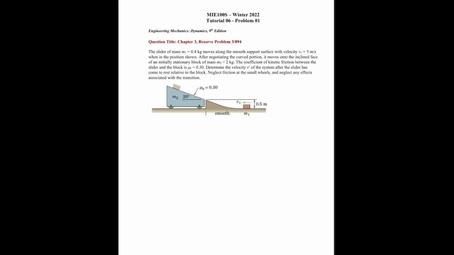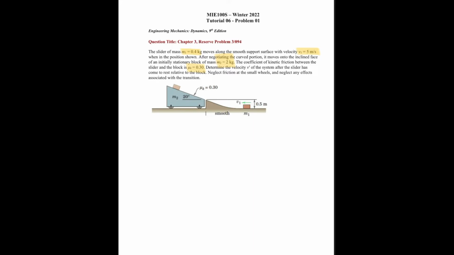Okay, so starting with the first question, we've got a slider of mass m1 is 0.4 kilograms, moving along the smooth support surface with velocity v1 is 5 meters per second, when in the position shown. After negotiating the curved portion, it moves onto the inclined surface of an initially stationary block of mass m2, 2 kilograms. The coefficient of the kinetic friction between the slider and the block is 0.3. Determine the velocity of the system after the slider has come to rest relative to the block.